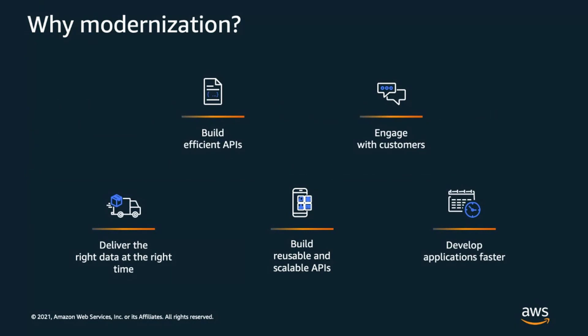So when building a modern application, companies need to focus not only on the front end, but also on how to face several challenges on their back-end side. They need to build efficient APIs that can go anywhere and meet the customers where they are. APIs that are scalable, reusable, APIs that can connect to multiple data sources and be usable by multiple clients. They need to be able to engage with their customers, and that also means delivering the right data at the right time. And last but not least, developers and teams need to be able to develop their application faster.